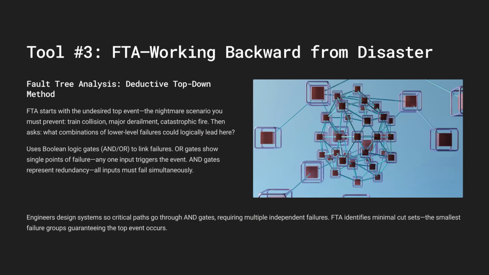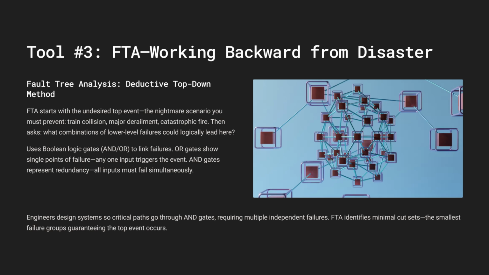And it uses a specific visual language, right? Boolean logic gates. Yes, the fault tree is built using simple logic gates, mainly AND gates and OR gates, to link failures together. Explain the difference. Why are they important? Okay, think of an OR gate. If you have several potential failures feeding into an OR gate, any one of those failures happening is enough to trigger the event above the gate. So an OR gate highlights a weakness, a single point of failure. Potentially, yes. It shows paths where there isn't redundancy.